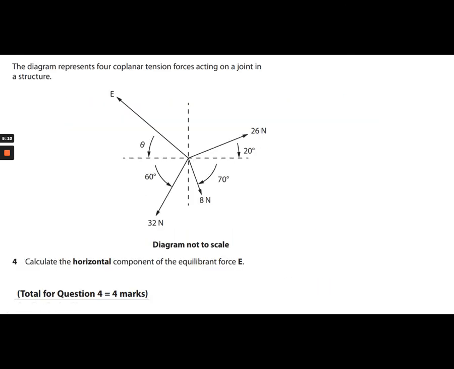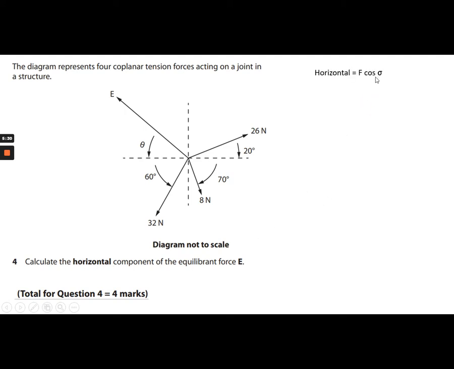Okay, so let's see this. We want to know E. E is the equilibrant. That's the balancing force. Without E they would be unbalanced, but with E they are balanced. I mean, this only asks for horizontal, but we'll solve it all.